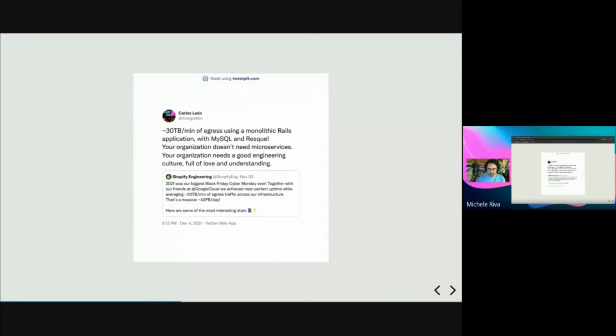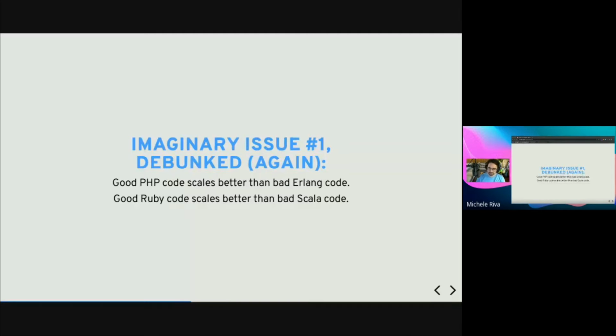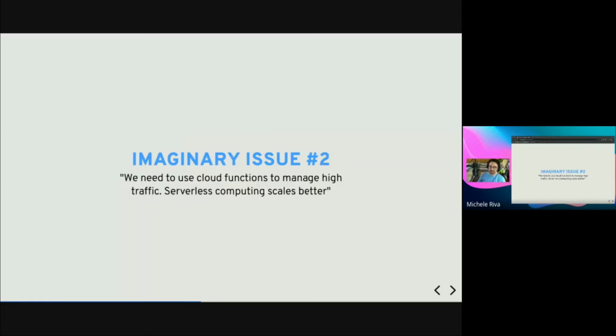And that brings me to the last point for that imaginary issue. Good PHP code scales better than bad Erlang code. And good Ruby code scales better than bad Scala code. And I mean, Shopify is kind of proving that, right? We saw how they can really scale with Ruby on Rails and MySQL. So imaginary issue number 2.